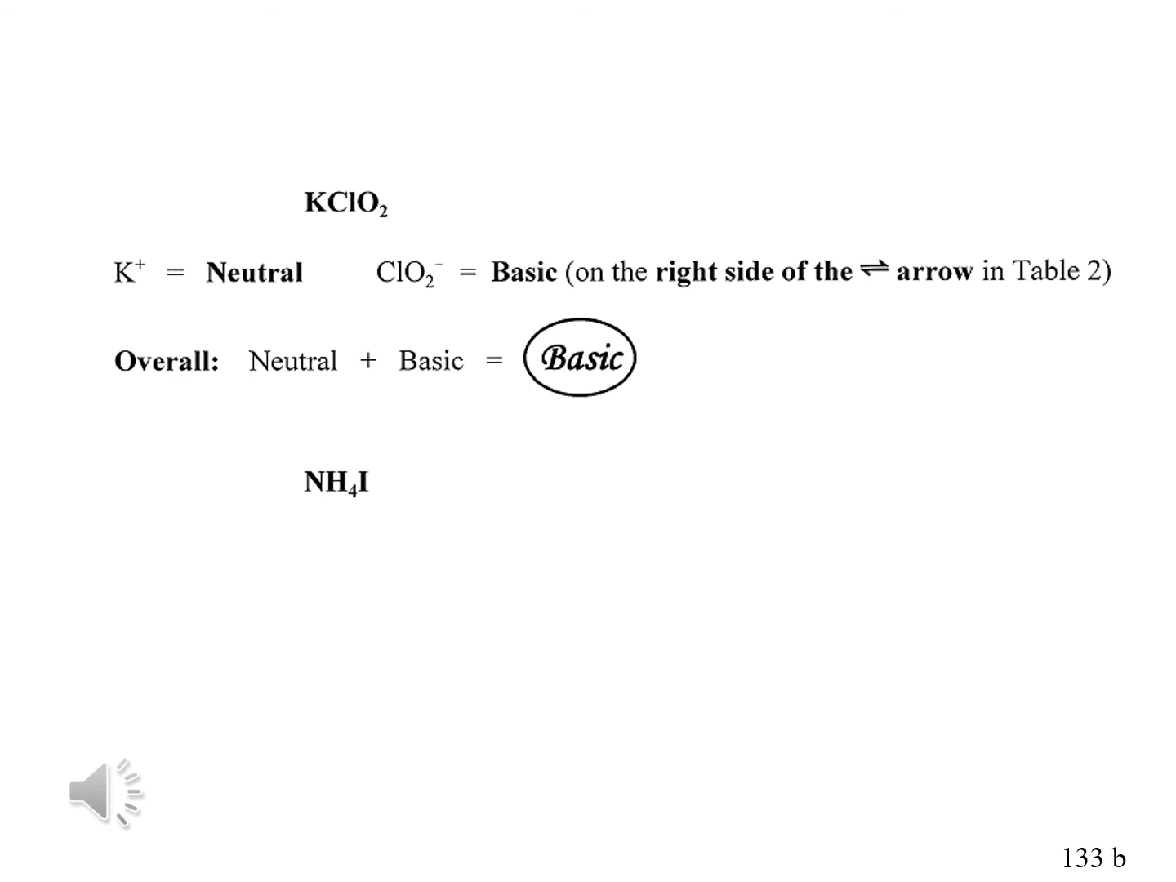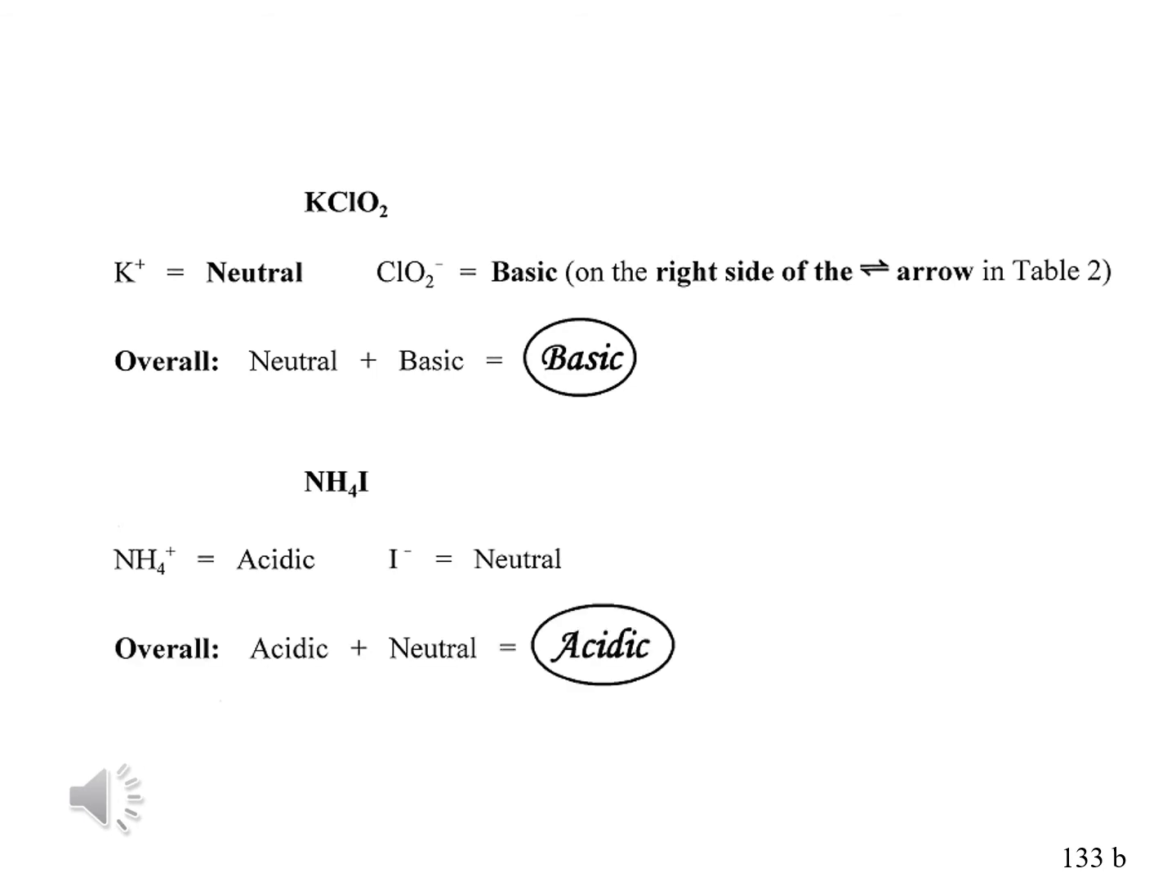In order to do ammonium iodide, you look at the fact that ammonium is the acidic cation. Iodide comes from a strong acid and is therefore neutral. So if you put an acidic together with a neutral, you get an acidic salt.